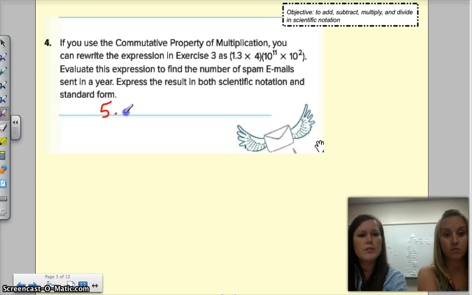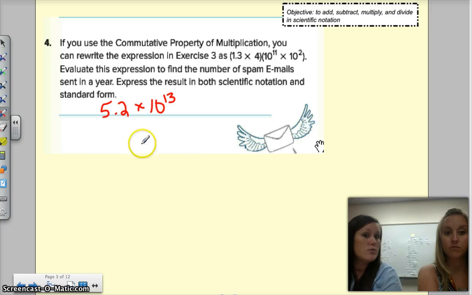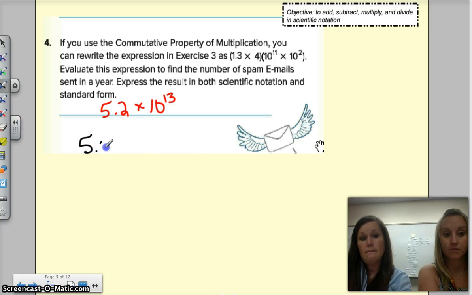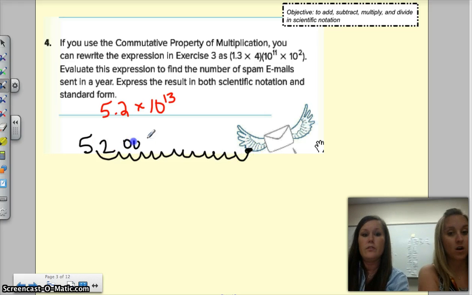So we had 5.2 times 10 to the 13. Now we just need to write it in standard form. So I'm going to do my loop-de-loops 13 times. So that's the 1, and then just keep going: 2, 3, 4, 5, 6, 7, 8, 9, 10, 11, 12, 13. So there's where my decimal ends up. Fill in all of these zeros.